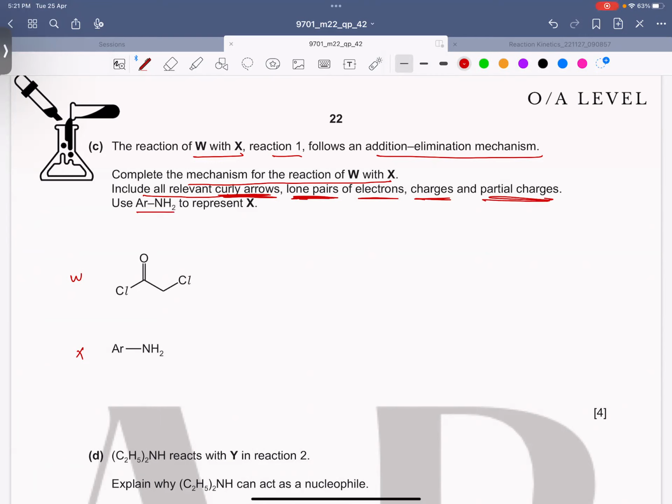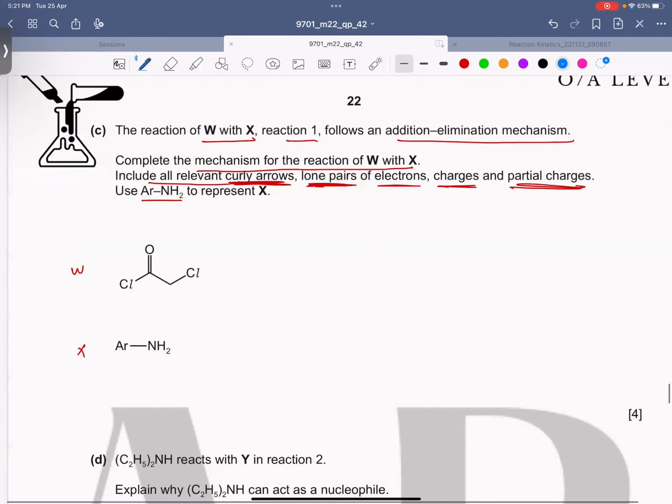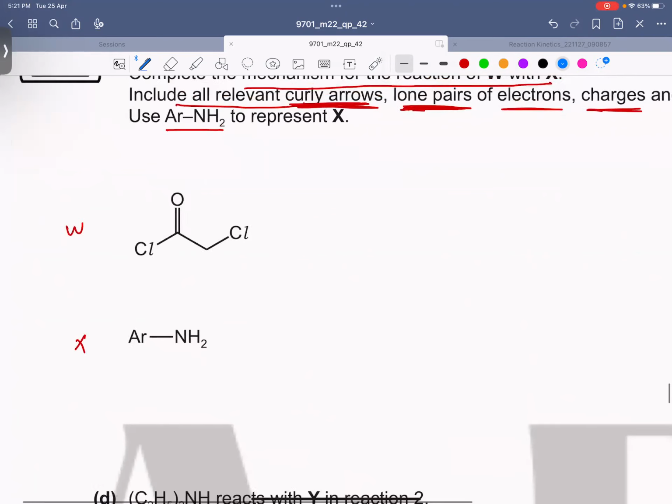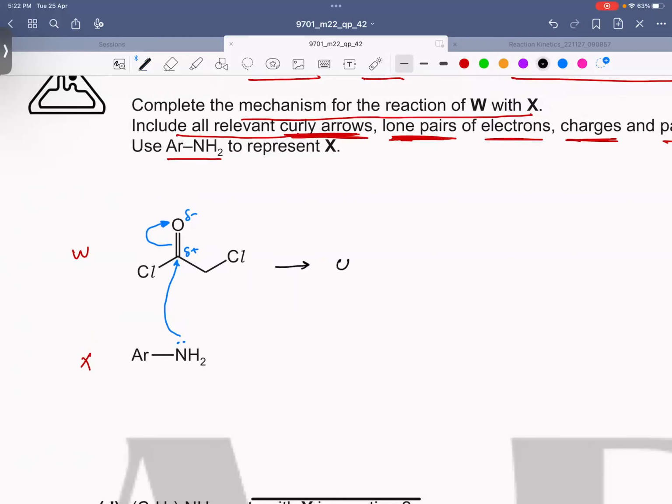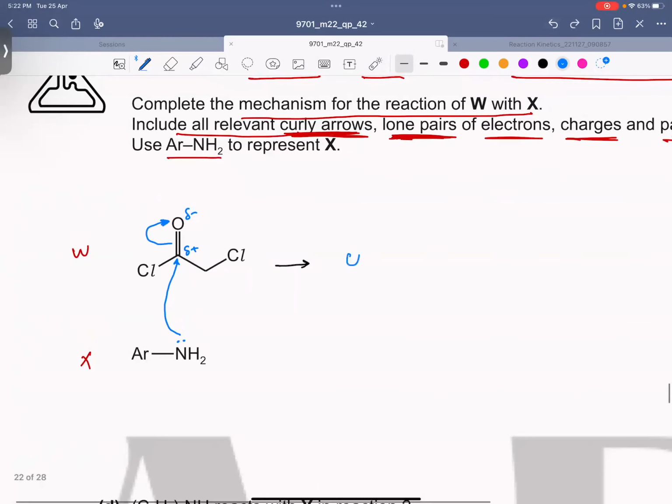Okay. So what would happen over here? This chlorine is being substituted, if you recall. So we would have a lone pair over here. This carbon is partial positive and the oxygen is partial negative. So from this lone pair, we make a curly arrow to this carbon and another curly arrow from this bond to the oxygen. As a result, the intermediate that is formed over here is actually Cl.